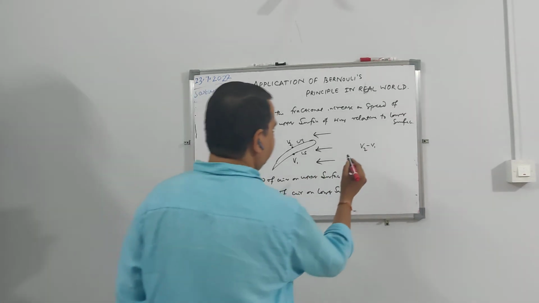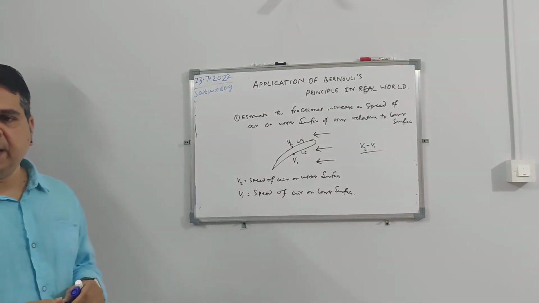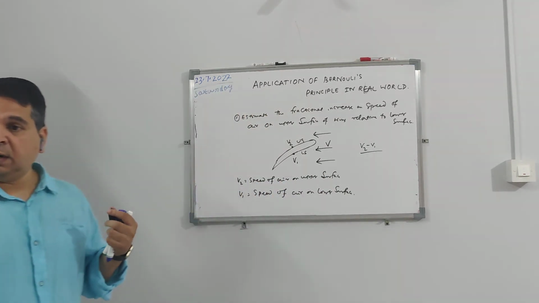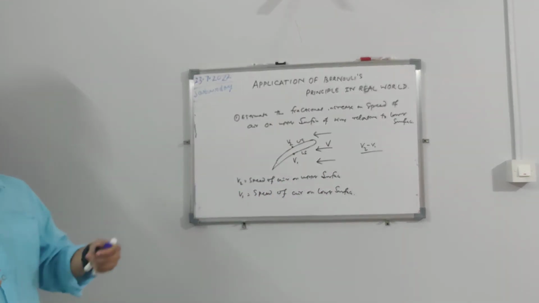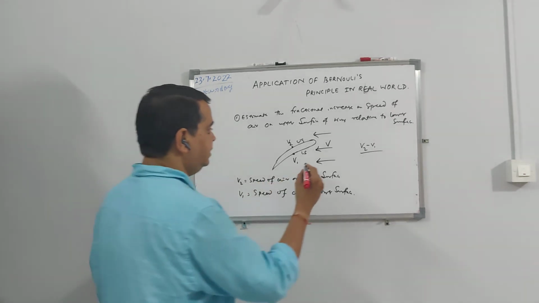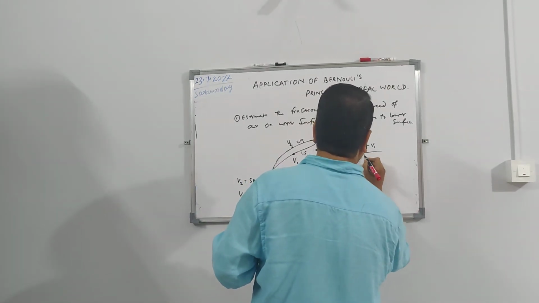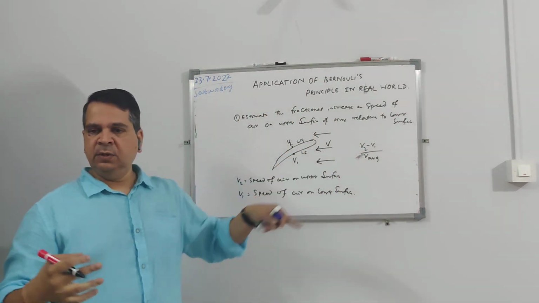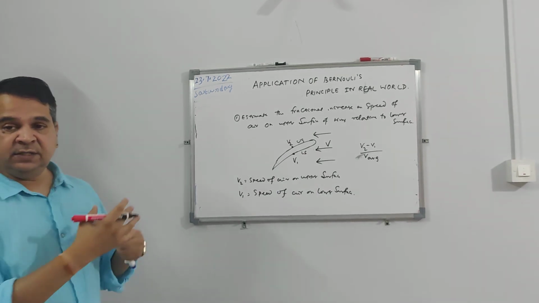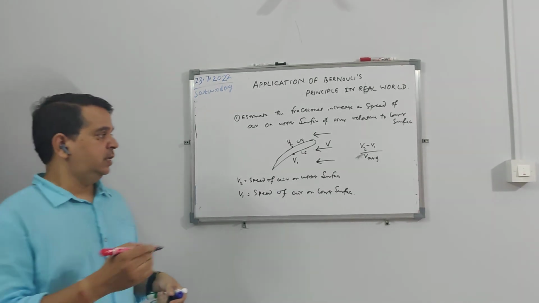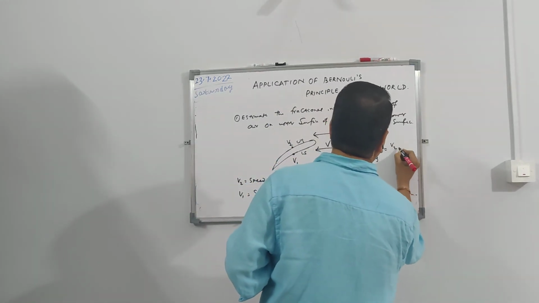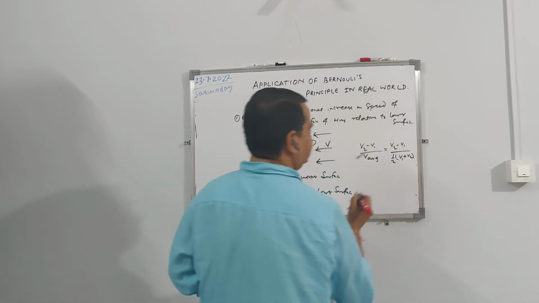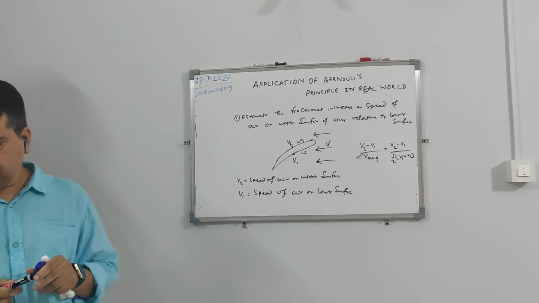Ideally it should be V2 minus V1 divided by the average velocity. I want to find the fractional increase with respect to the average velocity. So this is V2 minus V1 divided by V average. With respect to the free stream velocity, what is the increase in velocity on the upper surface? So it is V2 minus V1 by V average, which is nothing but V2 minus V1 by half of V1 plus V2. That is what we want to find here.